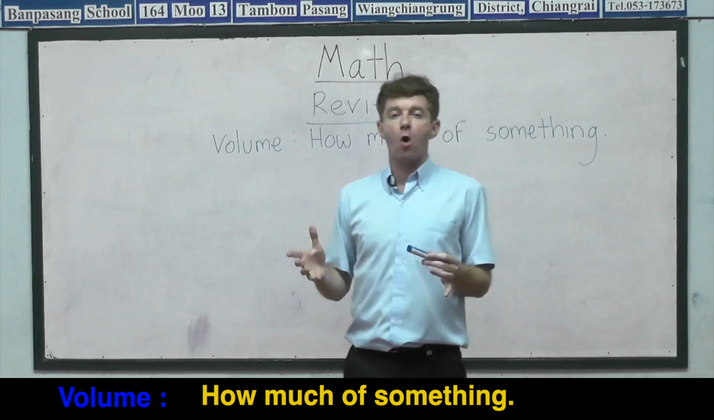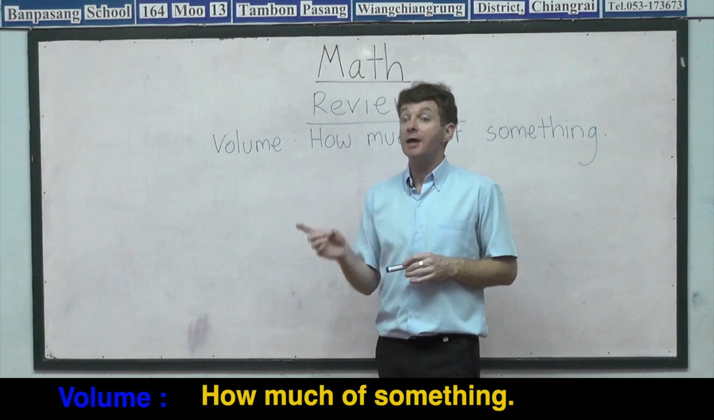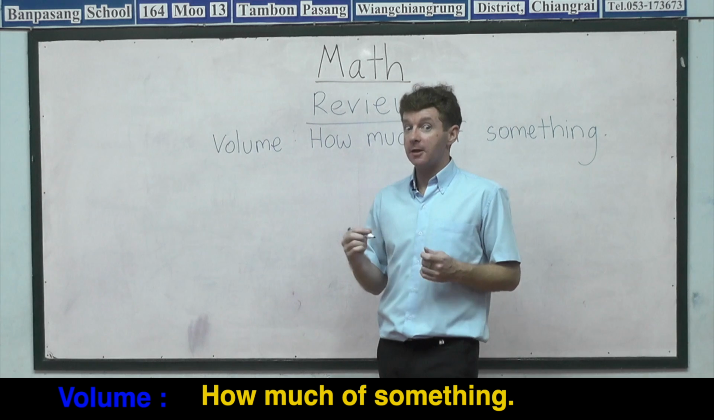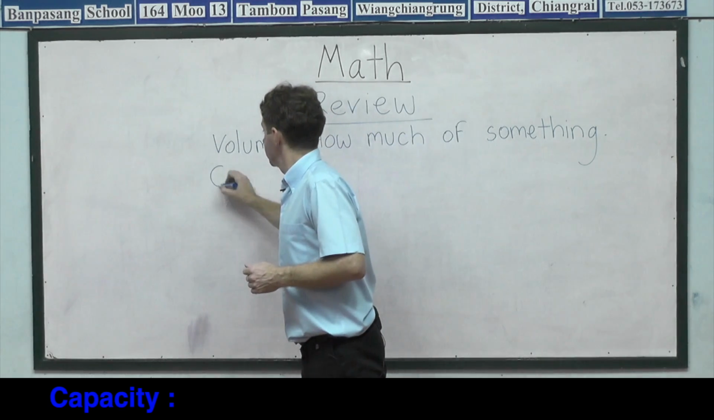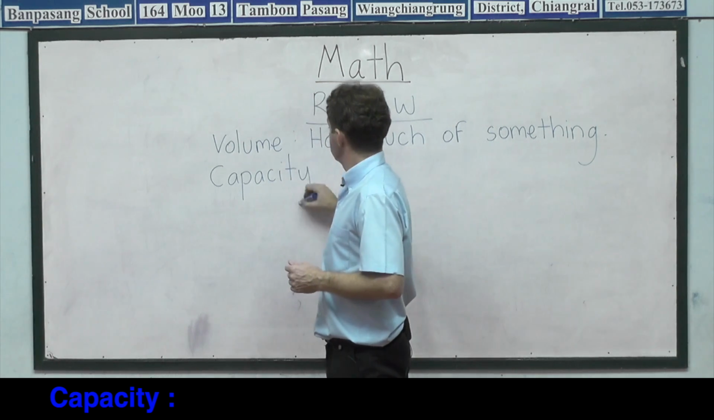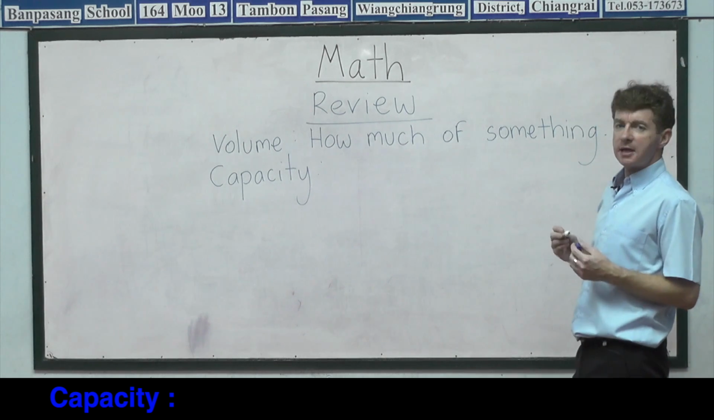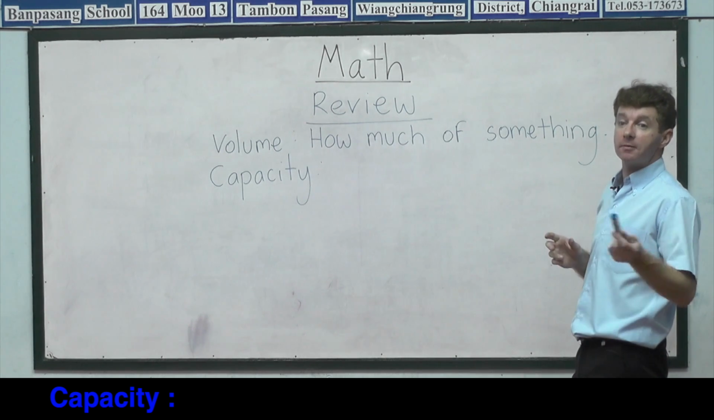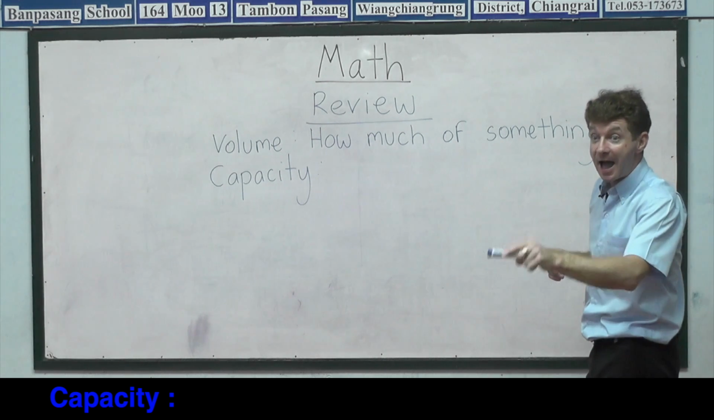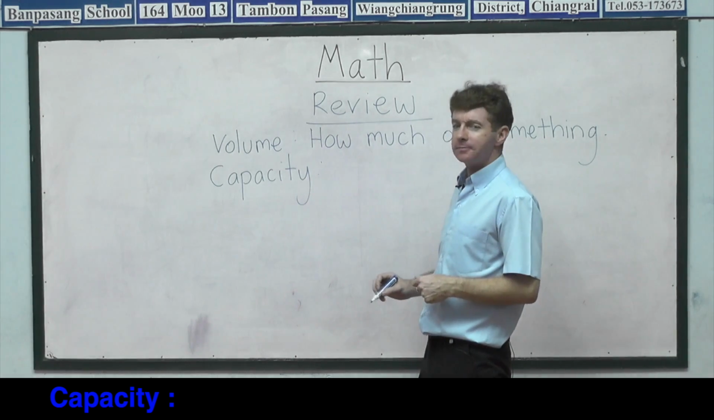Yes. And when we're talking about volume, it's helpful to compare it in relation to another word beginning with C. Capacity. How do we spell capacity? C-A-P-A-C-I-T-Y. Excellent. So we have volume, how much of something. Can anybody remember how we described it? Very good. Can anyone describe capacity? How much something holds.